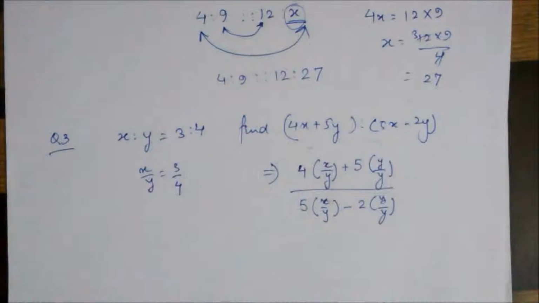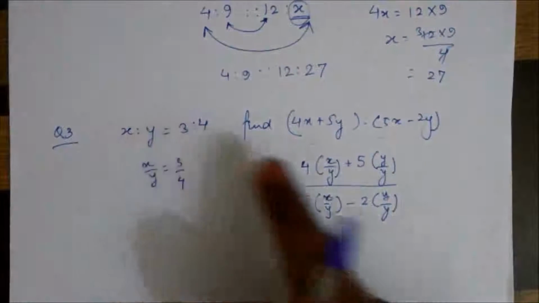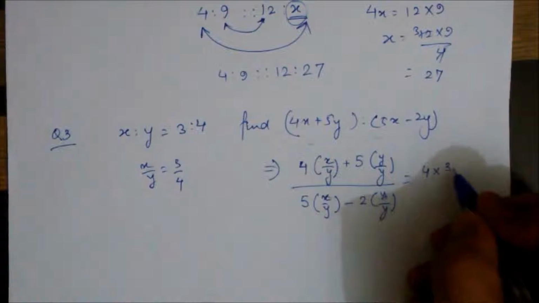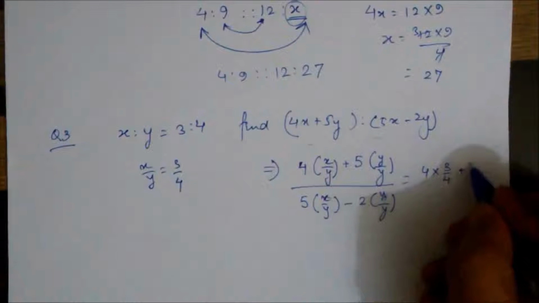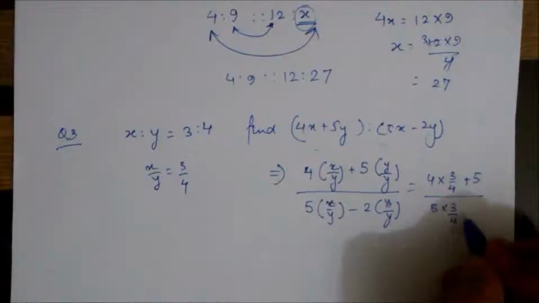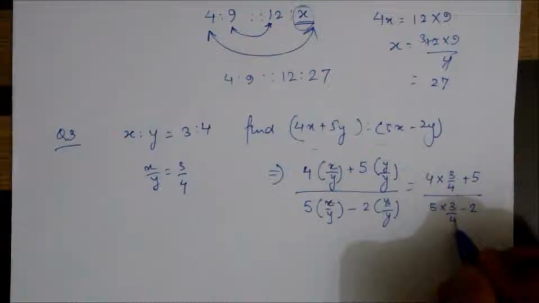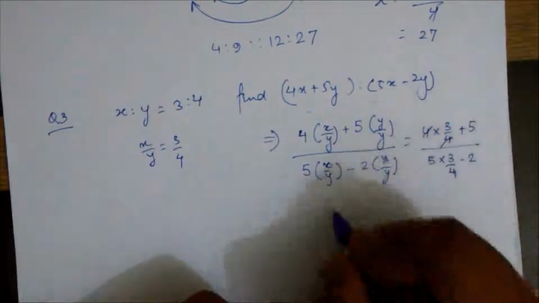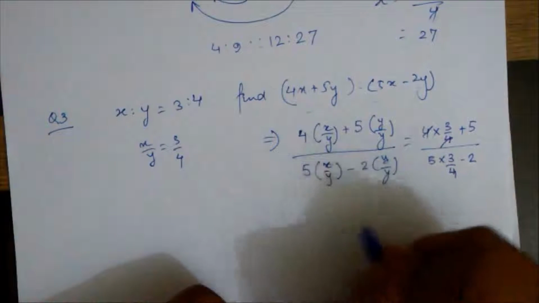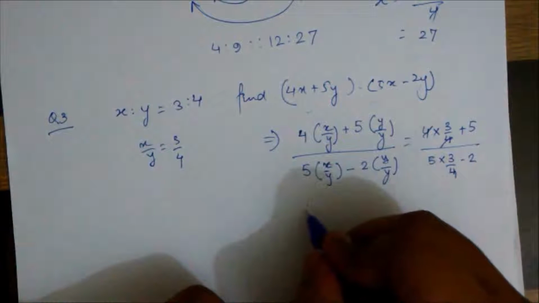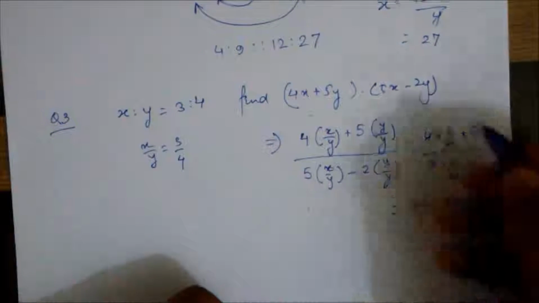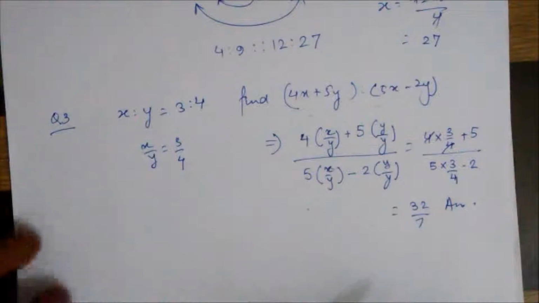See, now we have got x by y, and we can put this value here, that is 4 into 3 by 4 plus 5 upon 5 into 3 by 4 minus 2. So it will be basically 3 plus 5, 8, and when we calculate all this, it will be basically 32 by 7. That's the final answer. This was also a very simple question.